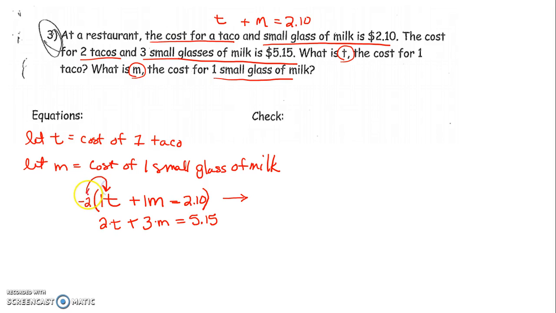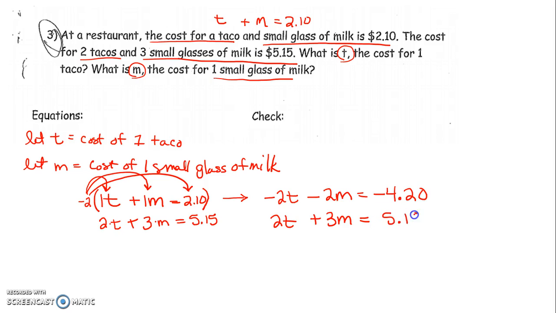I'm going to multiply each term in this first equation by negative 2. So I'm going to do negative 2t. Negative 2 times positive 1m would be negative 2m equals, and then we even have to do negative 2 times 210. You have to multiply both sides of an equal sign by the same value so that the equality will remain. So negative 2 times 210, negative 420. And then my second equation I'm going to leave the same. 2t plus 3m equals 515.